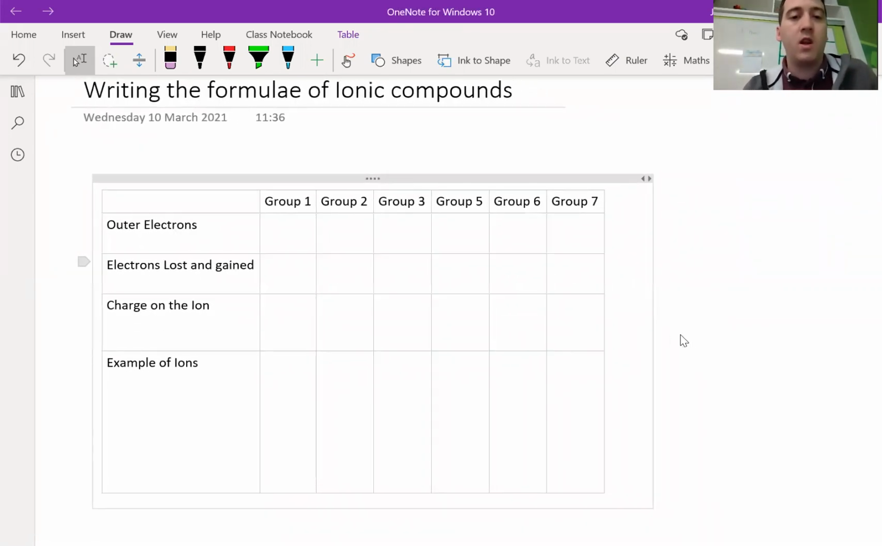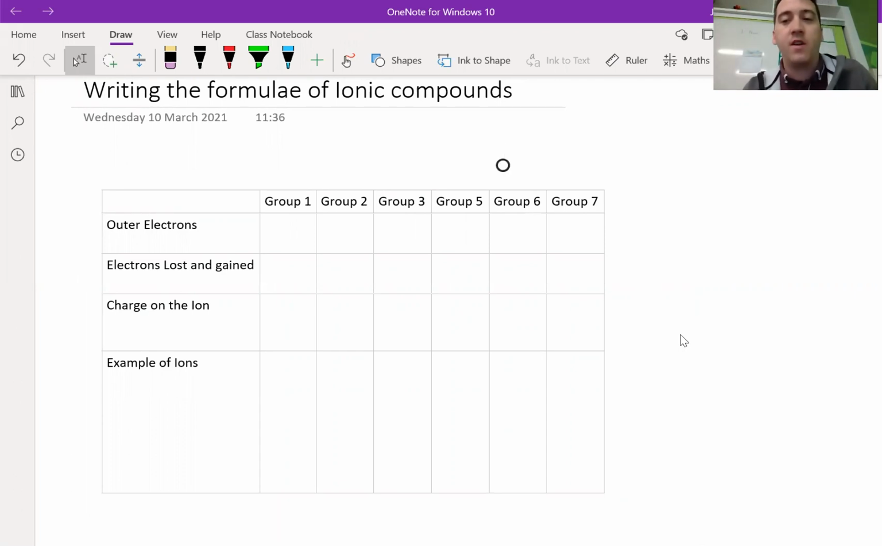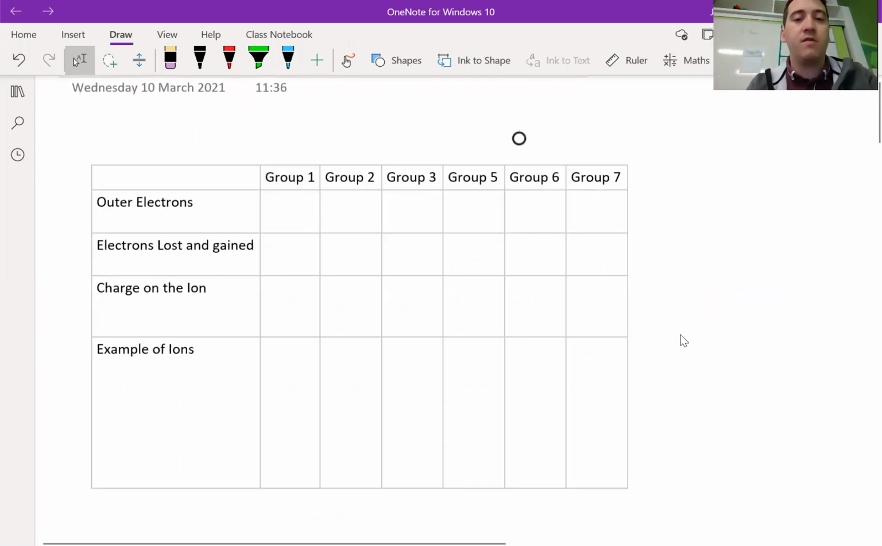In today's video, we're going to be learning how to write the formula of ionic compounds. In the previous video, we looked at how ions are formed from the different atoms of different elements in different groups of the periodic table. So we're just going to begin with a summary of that. We're going to fill out this table.